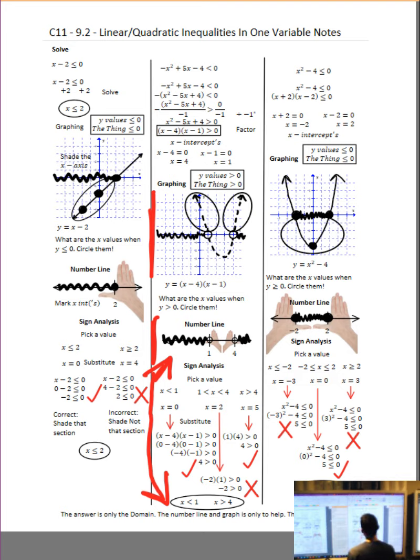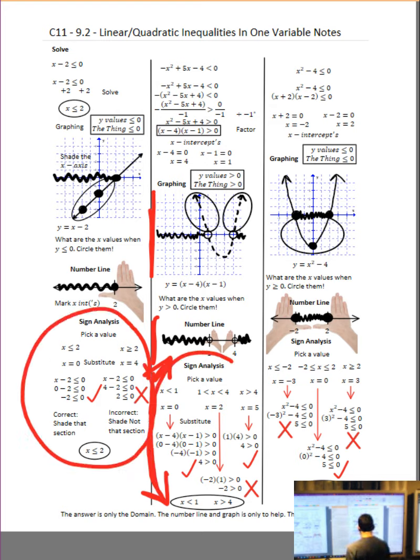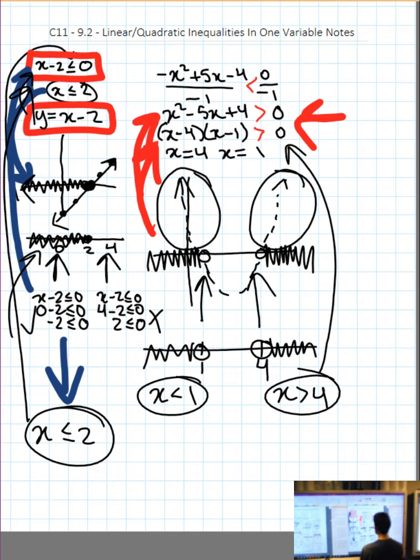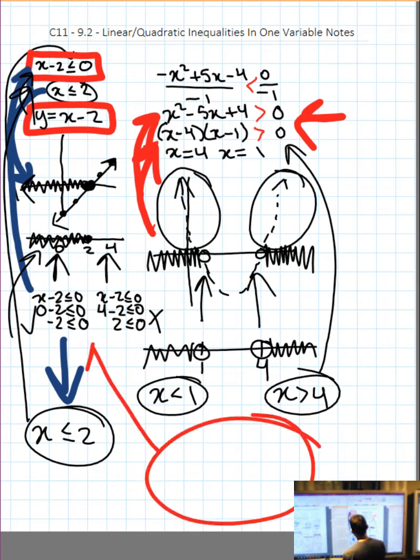Now, what we don't want to have to do is all this pick a value sign analysis. We'd rather just use our graphing ability to know where to shade. But you could do the thing that we just did off to the left, bringing it back to where we were. So you could do all the sign analysis down here like we did up here, but it's so boring and annoying.